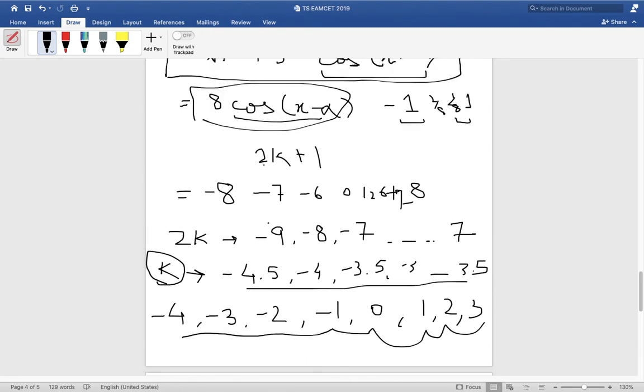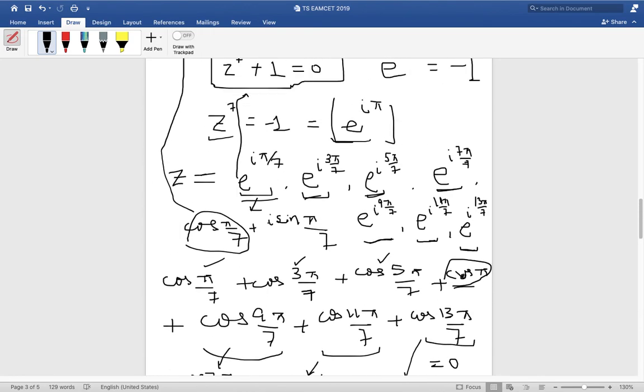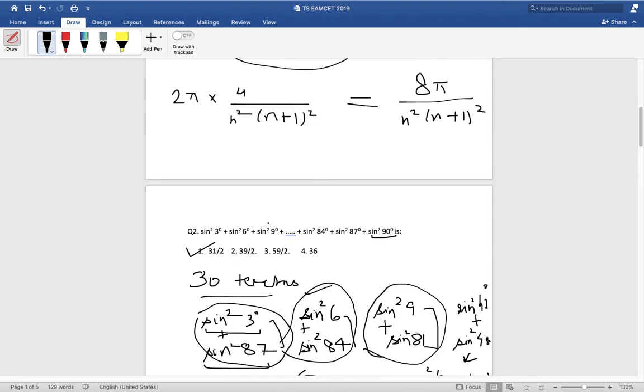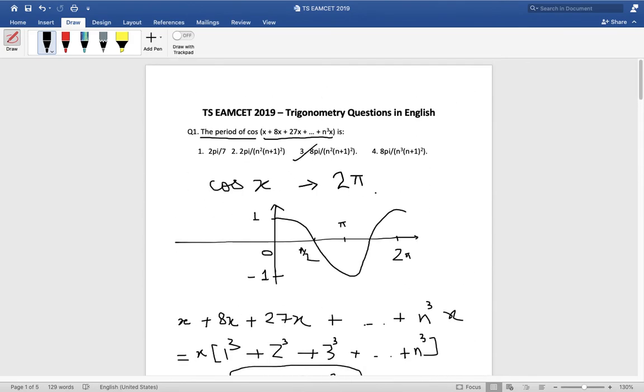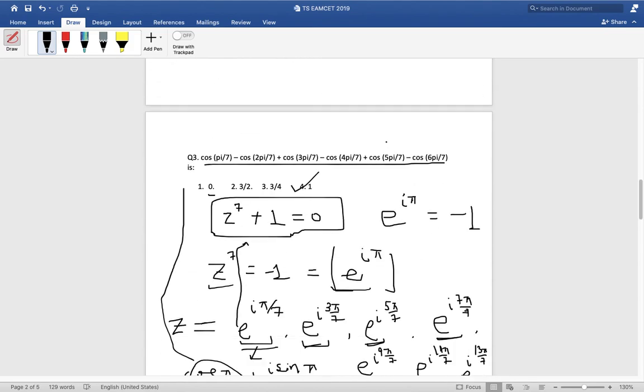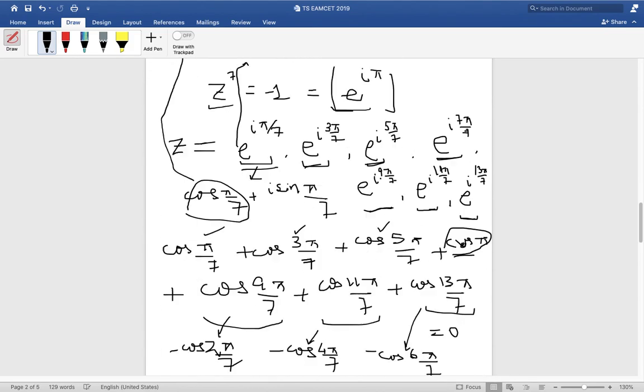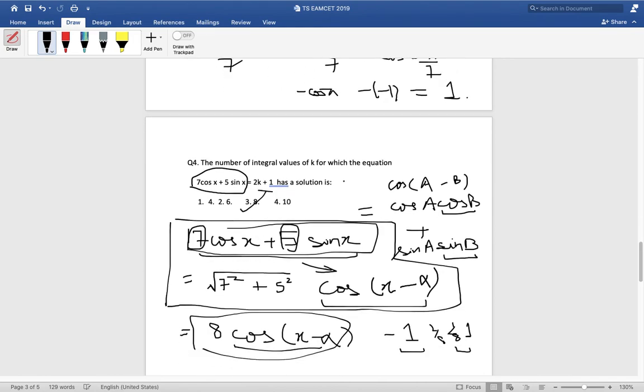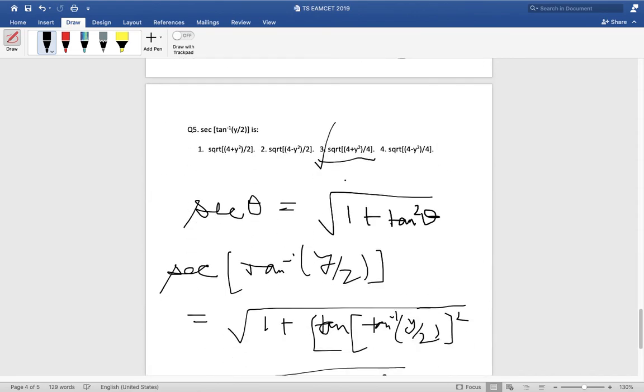So these were the problems on trigonometry from 2019 TS EMCET. This first problem was very simple, straightforward. Second is also very simple, straightforward. Third was a tough one. Fourth was a tricky one, not too difficult but not too easy either. And fifth was very easy.